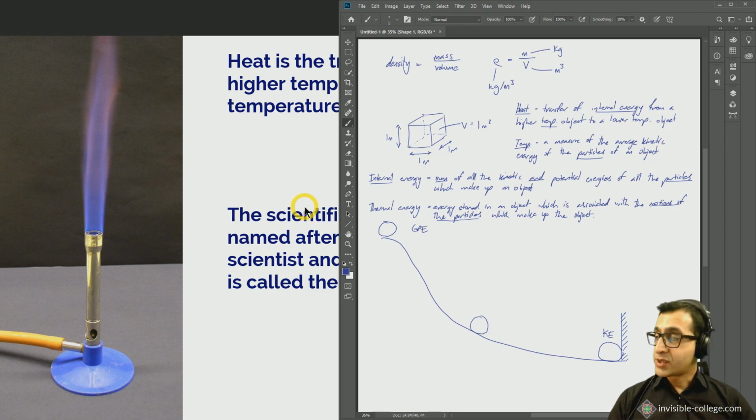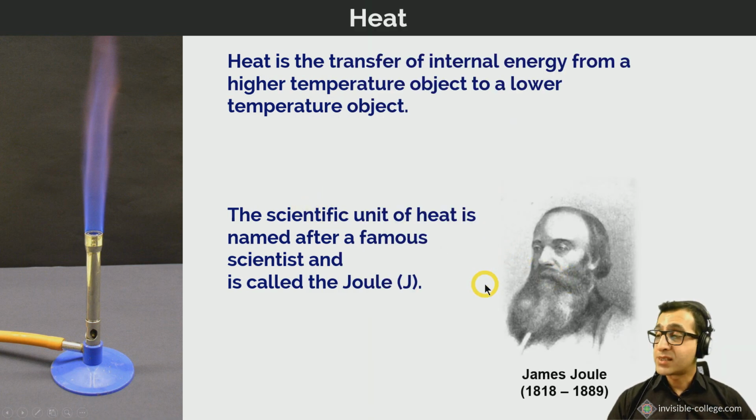All right, so let's move on then. So heat is the transfer of internal energy from a higher temperature object to a lower temperature object.